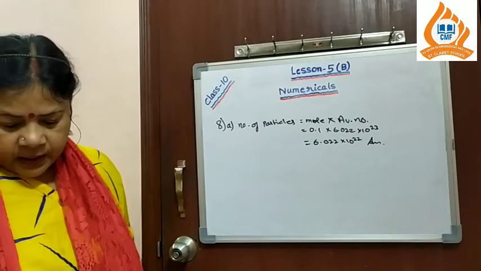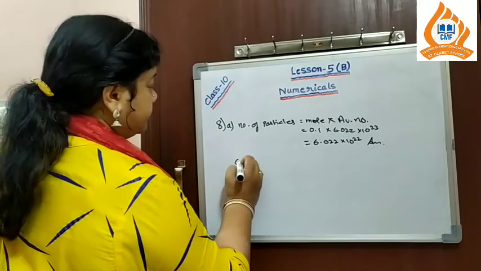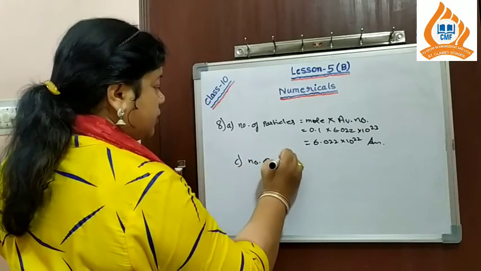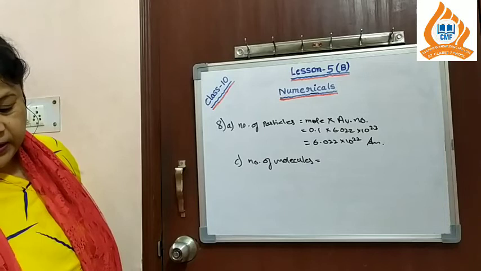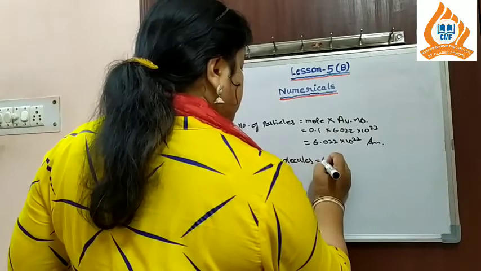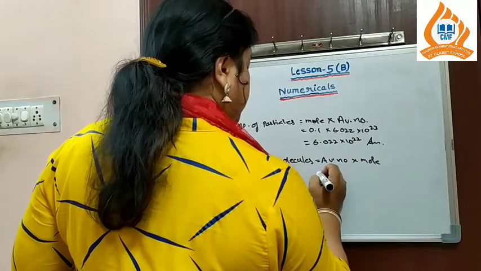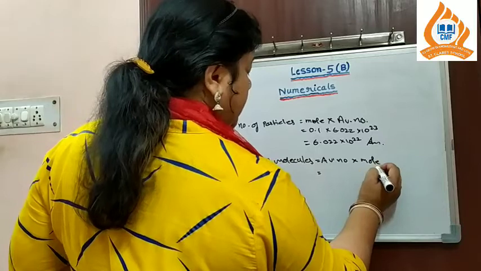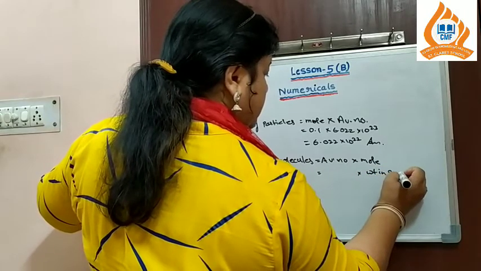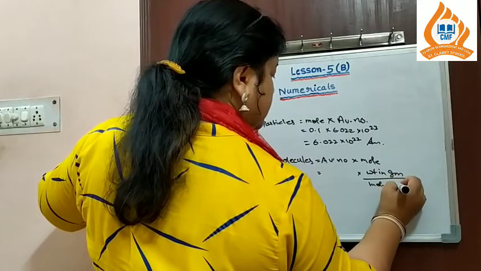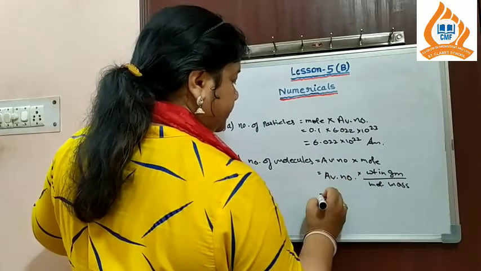Now we see molecules in 1 kg of calcium chloride. So let us see. Number of molecules is equal to Avogadro number into mole. And mole, we know, is what? Weight in grams by molecular mass. So I can write like this: Avogadro number into mole. And we know that mole is equal to how much? Weight in grams by molecular mass. That is the mole, into Avogadro number, which is already there. Now put the values. What is the value given there?